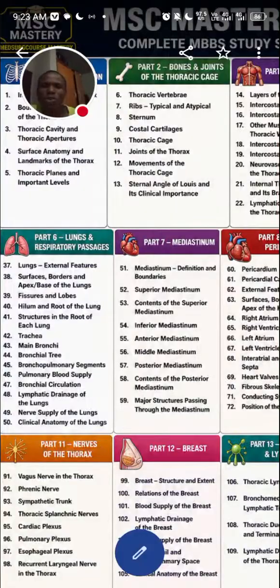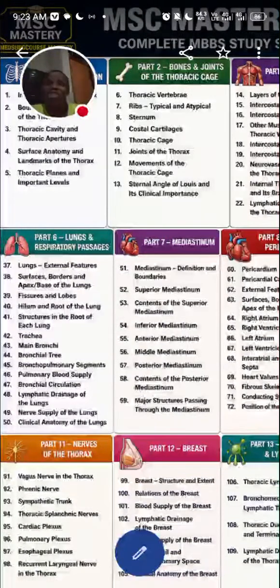Part 2, we'll be looking at the bones and joints of the thorax. If you are in first preclinical year or you're doing anatomy of the upper and lower limb, don't worry. We have created a very simple way, just one sentence, to discuss the anatomy of the bones, the joints, and the muscles, like the diaphragm in the thorax, or muscles of the upper and lower limb, muscles of the head and neck. We have done a teaching on that, and we are still going to do more simplified ones.